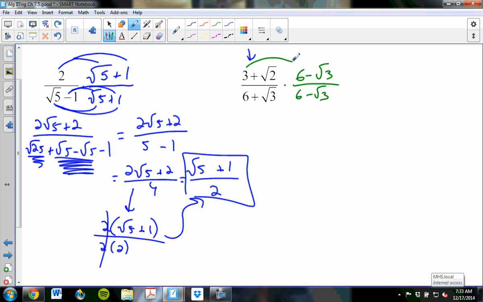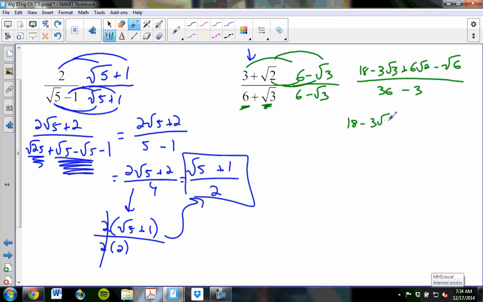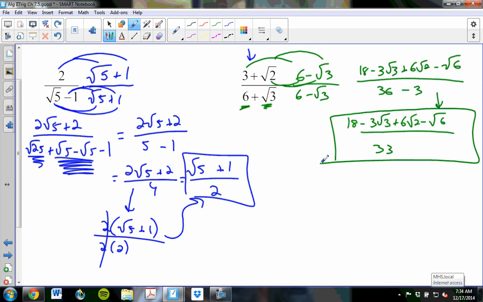On top I get 18 minus 3 root 3 plus 6 root 2 minus root 6. On the bottom it's always this number squared minus this number squared. So I have 18 minus 3 root 3 plus 6 root 2 minus root 6 all over 33. And even though almost everything here can be divided by 3, this term here does not have a 3 in it anywhere that I can pull out. So there, that is simplified. I believe that takes care of that.